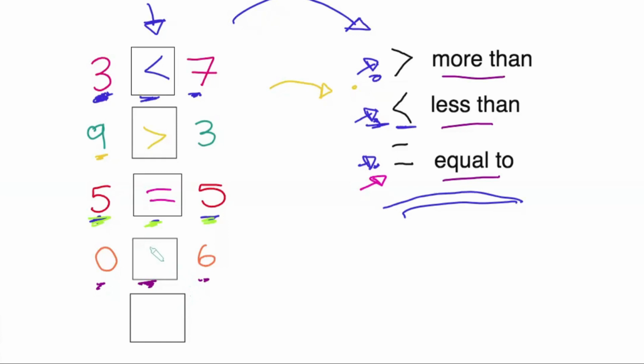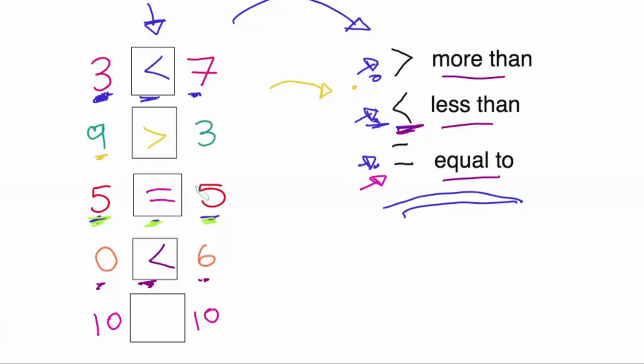0 is less than 6. So we're going to pop this symbol into our square. Here we go. 0 is less than 6. Fantastic. We're almost there. Are you ready for the last one? This time I'm going to pop number 10 here. And I'm also going to pop 10 here as well.